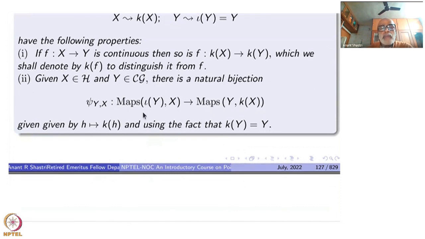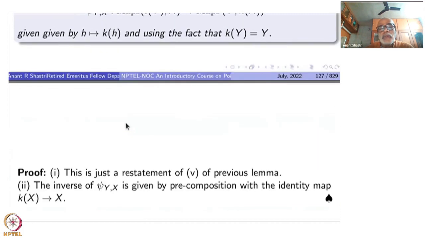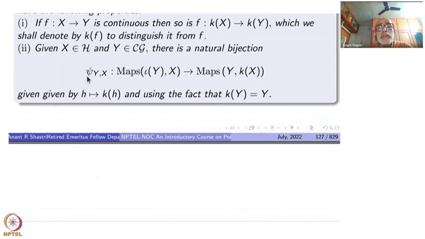The maps here and maps here are related by this psi. What is this? The old thing that we have done. Take any f, make it kf. So take any h, make it kh. So when you take kh, actually you should write here ky to kx. But we already know that ky is y, that's why I'm writing like this. So this psi y x has a new name, new symbol here. It is just the map h going to kh. Okay, so insist that this is a bijection.